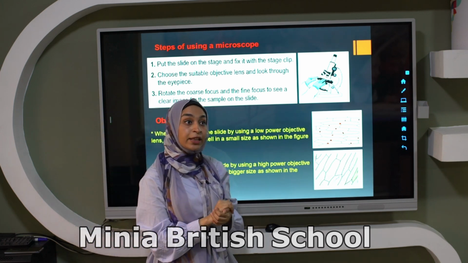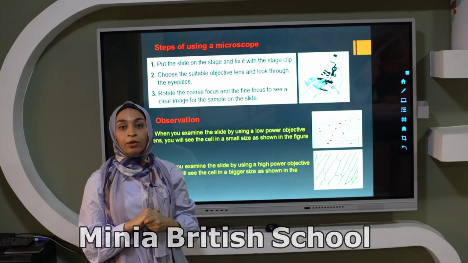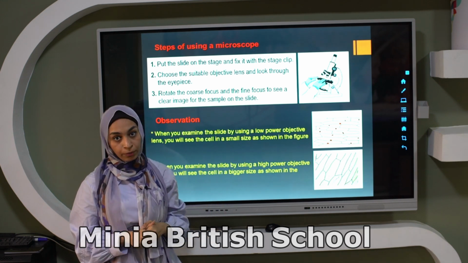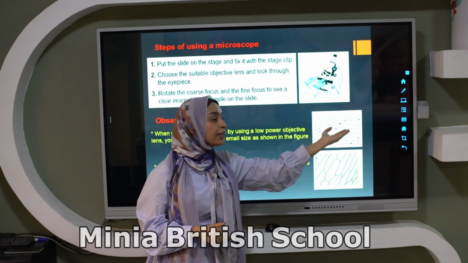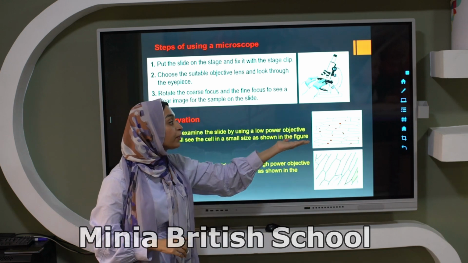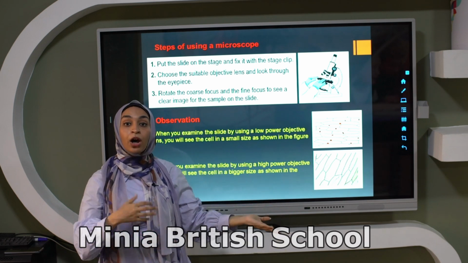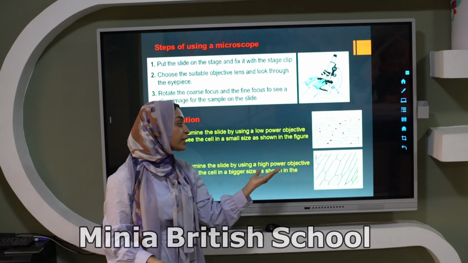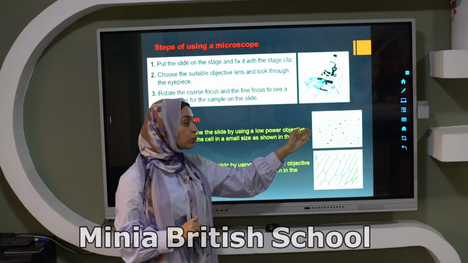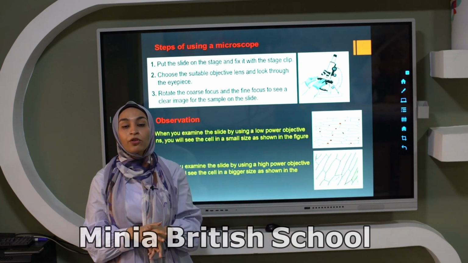Then I can see the cell, as we said from the beginning, through the eyepiece. What will we observe after putting the slide on the stage of the microscope? Number one, by using the lower objective lens, the cells appear in a smaller size. And the second step, by using the high power objective lens, the cell appears in a bigger size. This is the difference between the low and the high. It gives us different degrees of the pictures.